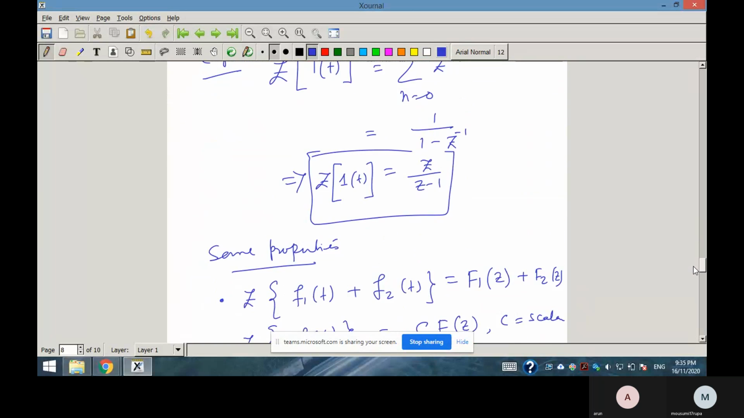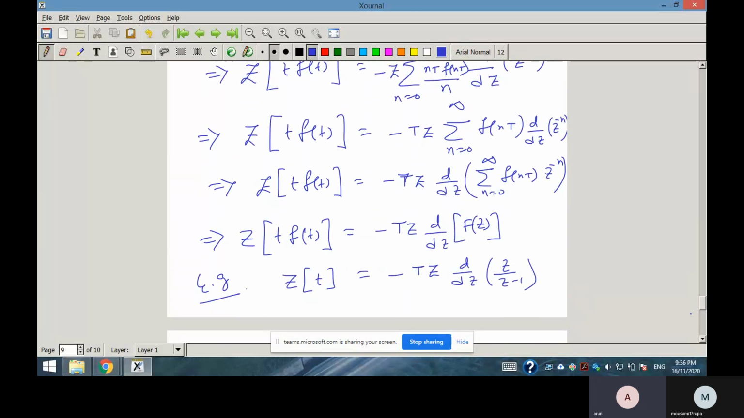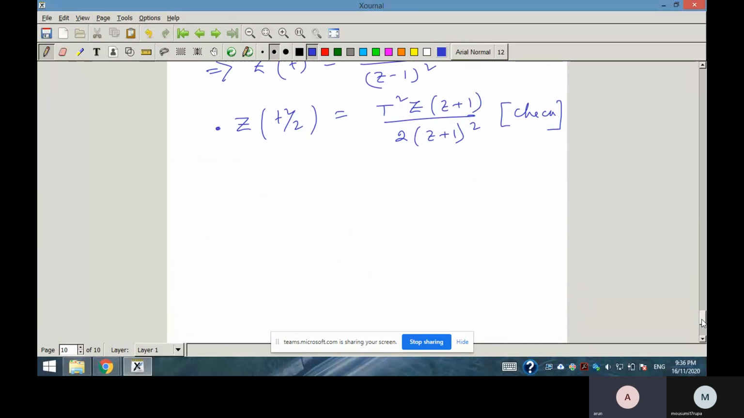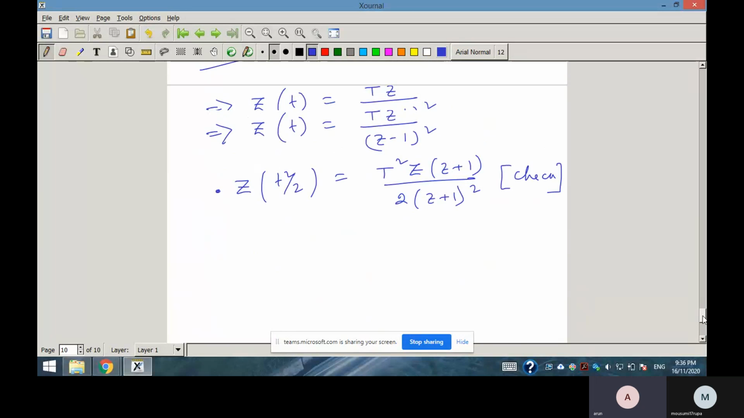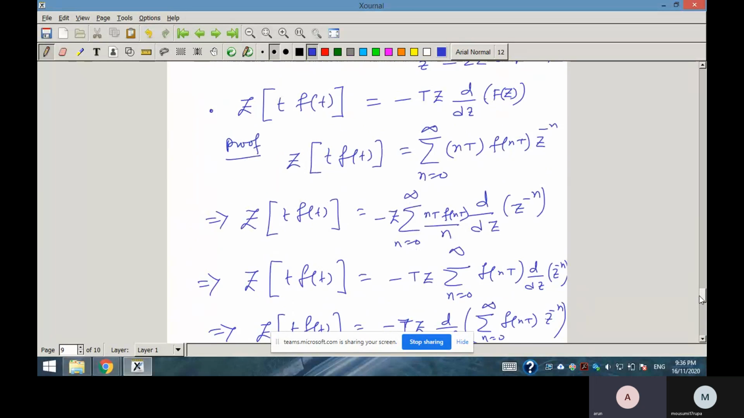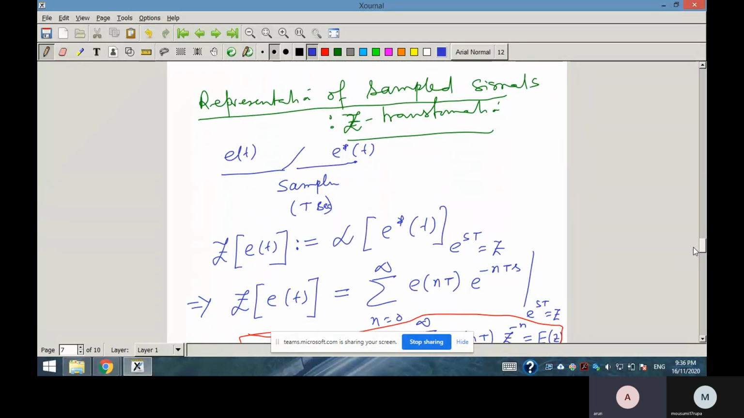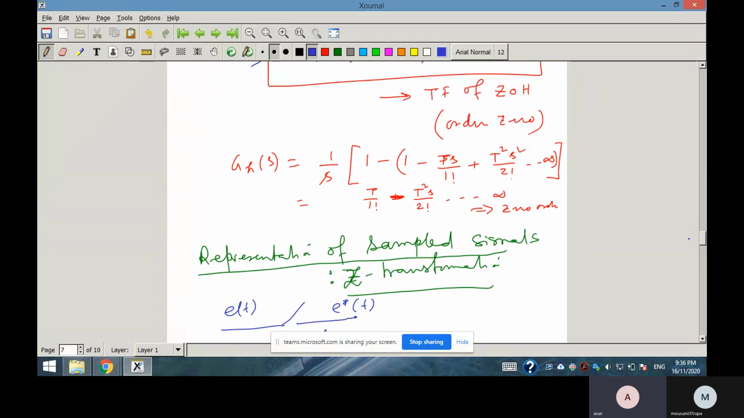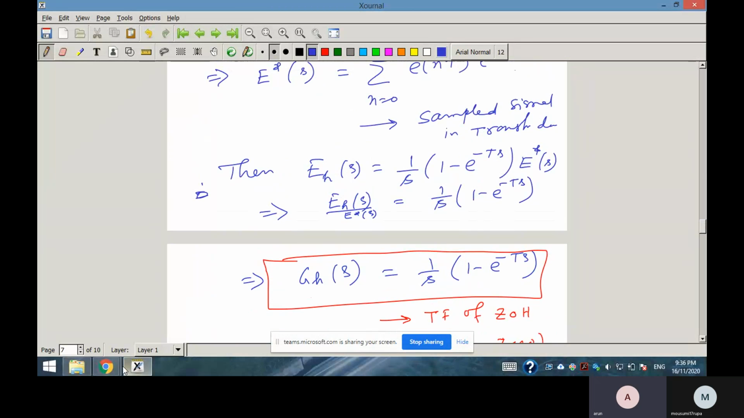I think it is fine. Next class we will continue other things. Now I have shown how to represent a signal using the Z transform. Now we will see, if a sampler along with the system is there, then how will you analyze that using the Z transform. So the Z transform of systems we have to understand. Okay, thank you.